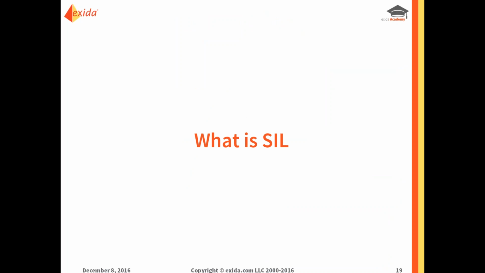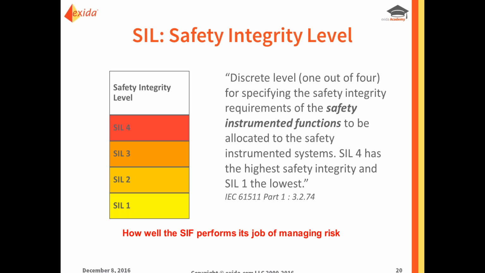So now that we know a little bit about the standard, if you've ever talked to someone that's talking about functional safety or the standard, the first thing they say is SIL. Well, SIL stands for Safety Integrity Level. So let's look into what SIL is and who really cares. IEC 61511 defines SIL as a discrete level, 1 to 4, for specifying the safety integrity requirements of the safety instrumented functions to be allocated to the safety instrumented systems. SIL 4 has the highest safety, and SIL 1 would be considered the lowest. But the overall concept of a SIL is to quantify how well the SIF performs its job of managing risks. It gives you a level.